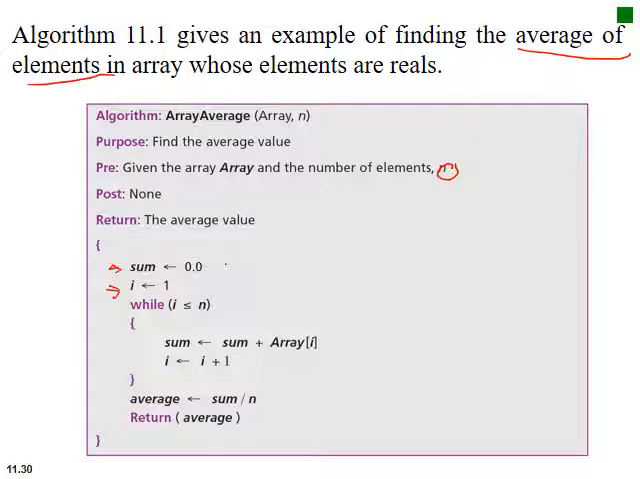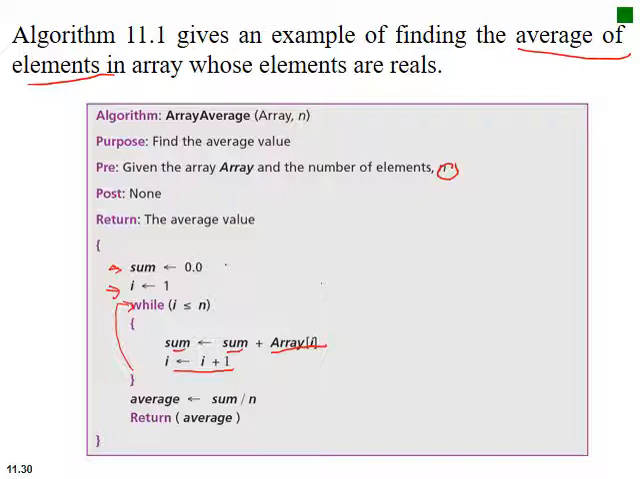While I is less than or equal to that number of elements, sum gets the value of sum plus array I. So first I will be 1, so array 1, the first element in the array. Then increment I and continue with the loop. I will be 2 now, so sum will get the value of sum plus array 2. And so we will continue until we are at the end of the array. And then the sum will now have summed all the values in the array.